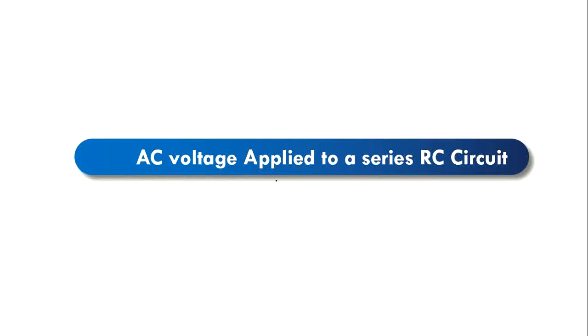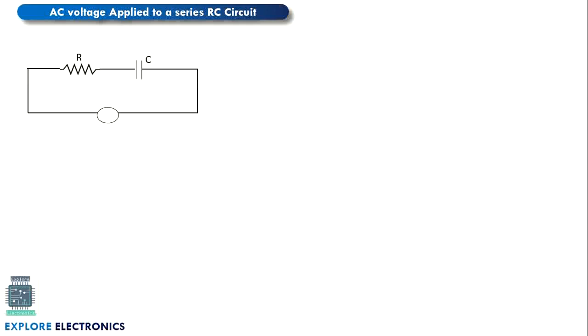In the previous video, we have seen the RL circuit. In a similar manner, we can analyze this RC circuit also. Here a resistor and capacitor are connected in series. We are applying an AC signal, so V is equal to Vm sin omega t.